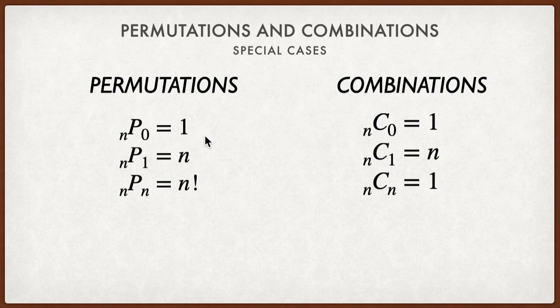There's one arrangement. If you're going to arrange 1 out of the n, there are n arrangements. If you're going to arrange all of them, that's n factorial. Combinations, nC0: you're going to choose 0 out of the total number, that's 1. If you're going to choose 1 out of the total number, that's going to be n. If you're going to choose all of them, there's only one way to get that.